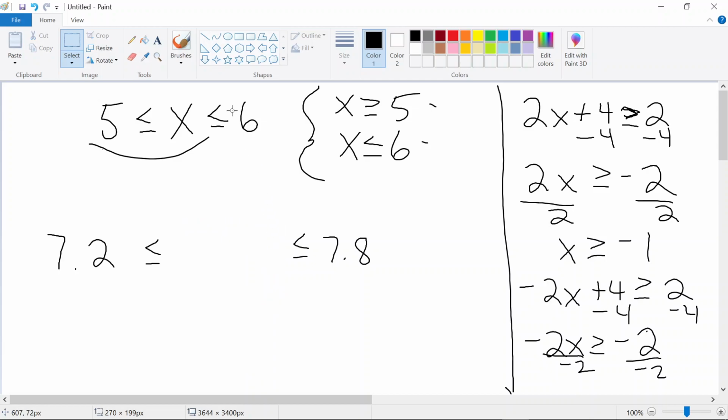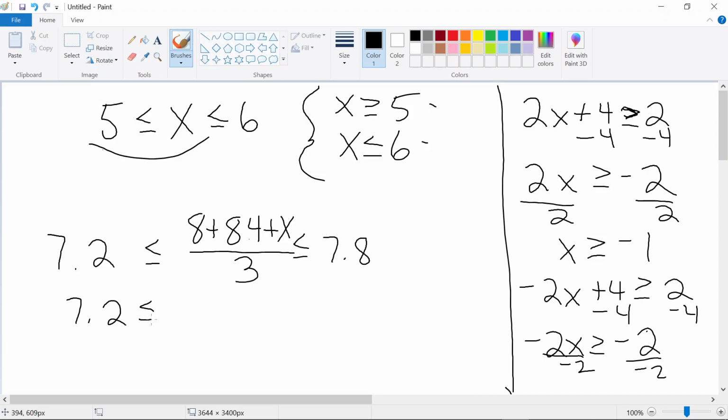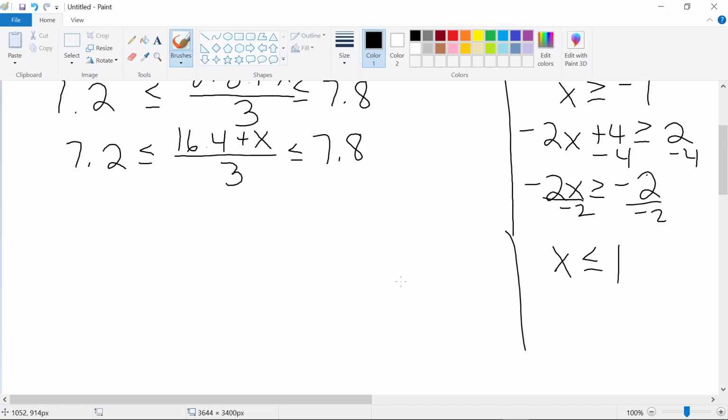So the average, and the first 2 are 8 and 8.4. So average is the sum, 8 plus 8.4 plus x, divided by the number of readings. So I'm just going to add 8 and 8.4. 7.2 is less than or equal to 16.4 plus x divided by 3, less than or equal to 7.8. I'll show this both ways. I'll do it separately, and then I'll do it both together.